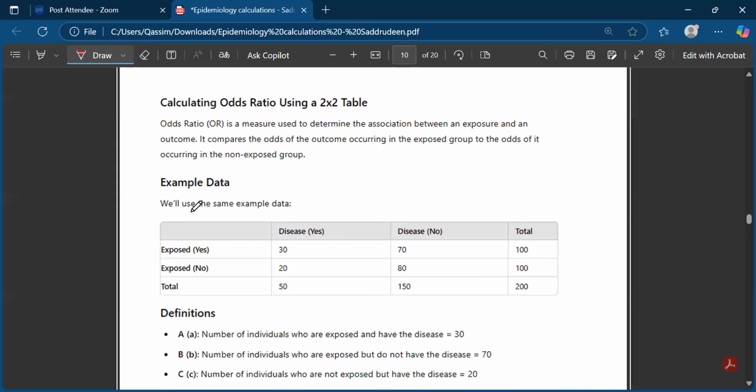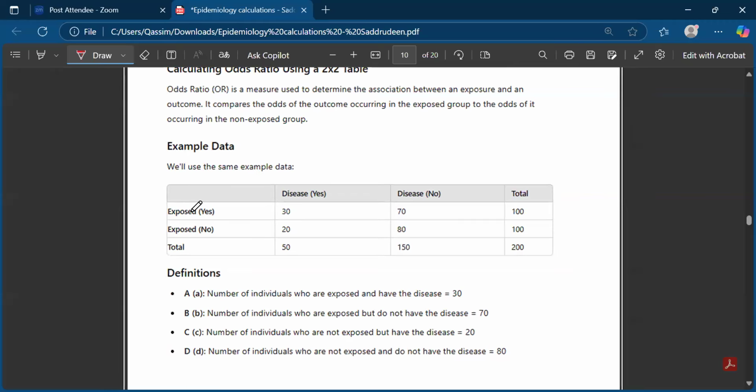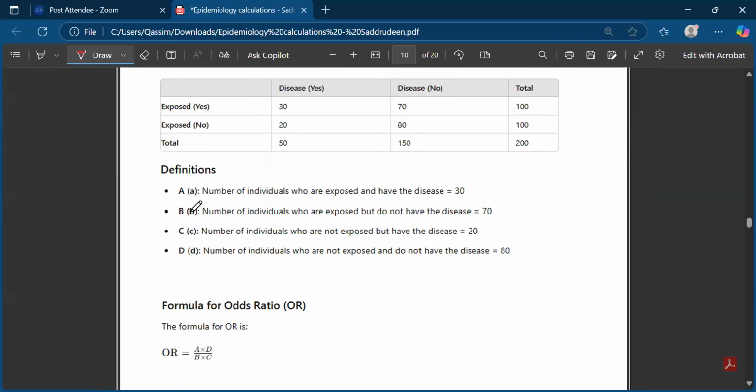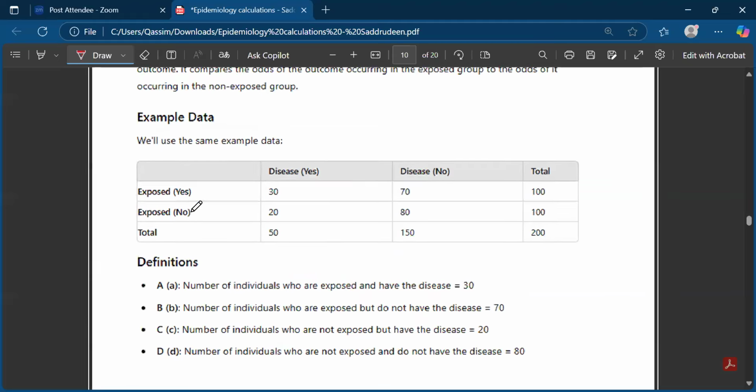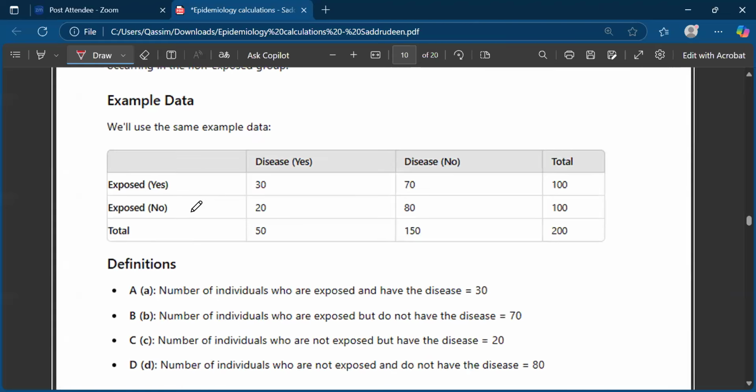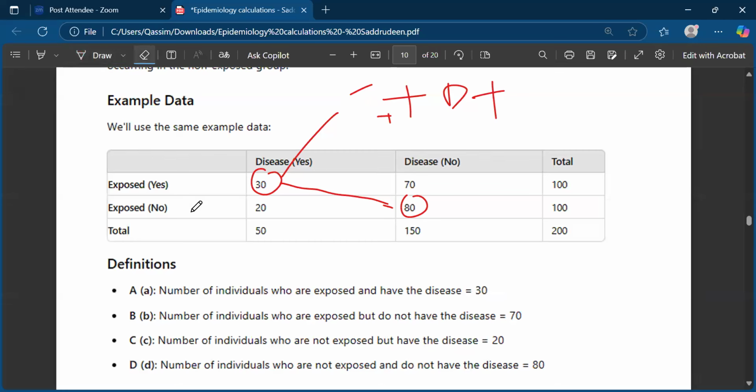So, calculate the odds ratio using a 2x2 table. The odds ratio is very easy. The formula is very simple. A times D: you cross multiply 30 by 80, and this is going to be the numerator, because it has the exposed, people who have been exposed and have gotten the disease. Exposure positive, disease positive. It's the easiest way of calculating the odds ratio.